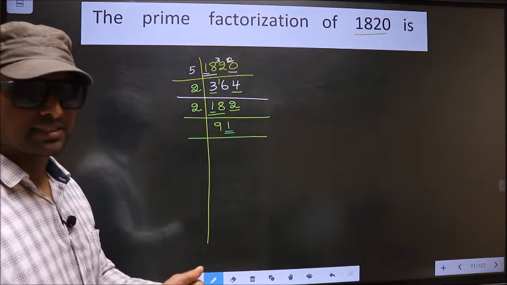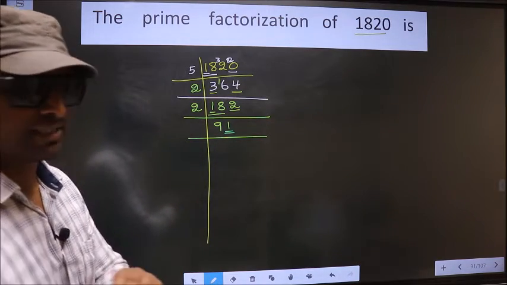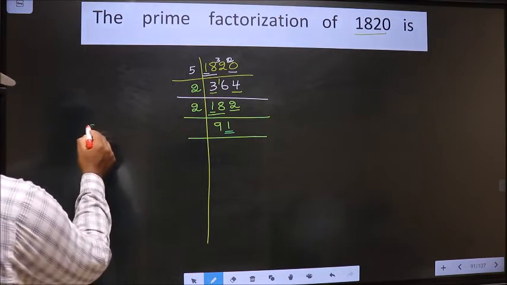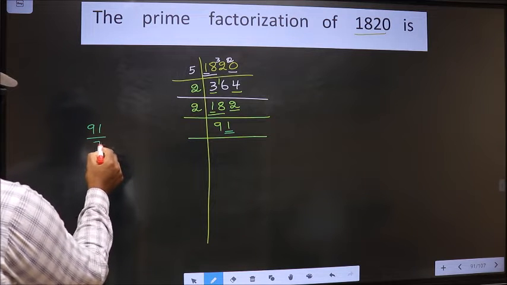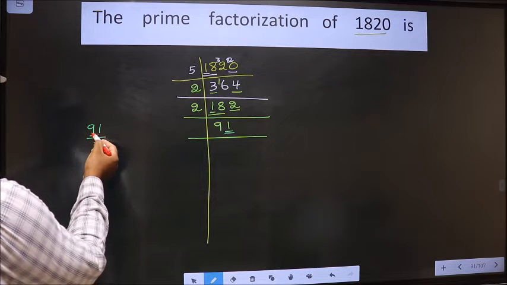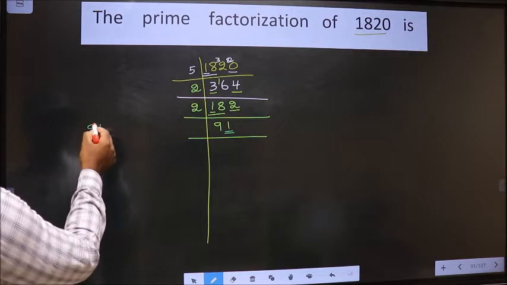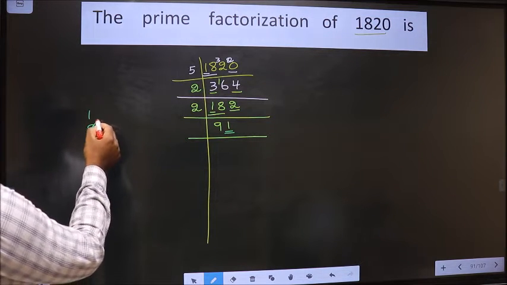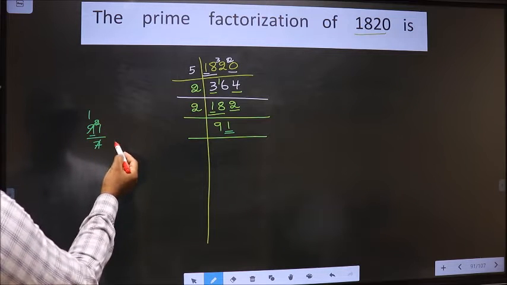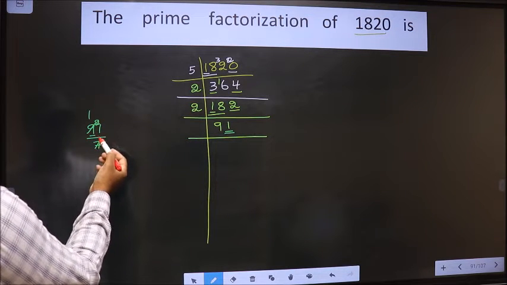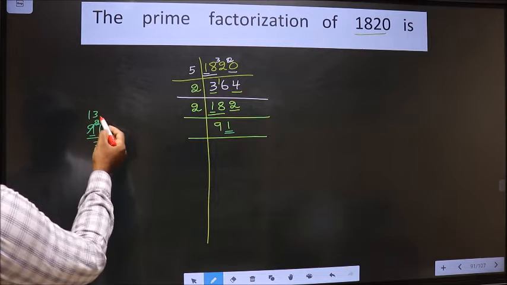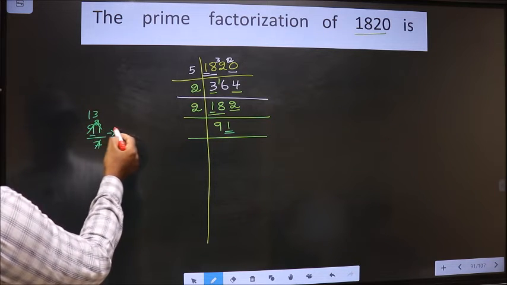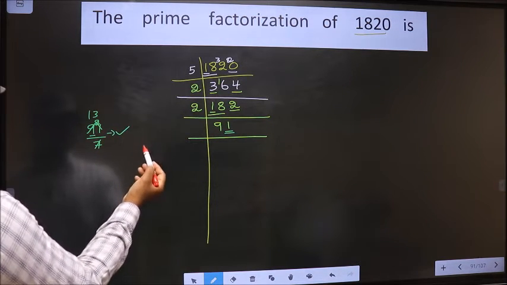Next prime number 5. The last digit is neither 0 nor 5, so this number is not divisible by 5. Next prime number 7, let us check divisibility by 7. So that is 91 by 7. Here we have 9, a number close to 9 in 7 table is 7 1s 7. 9 minus 7, 2, 2 carried forward making it 21. When do we get 21 in 7 table? 7 3s 21. So yes, this number is divisible by 7.